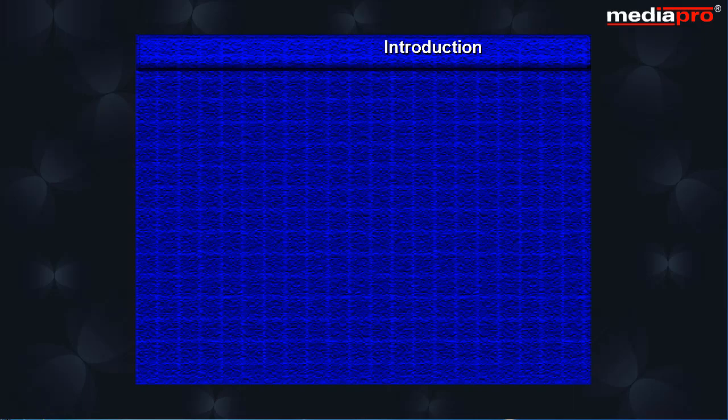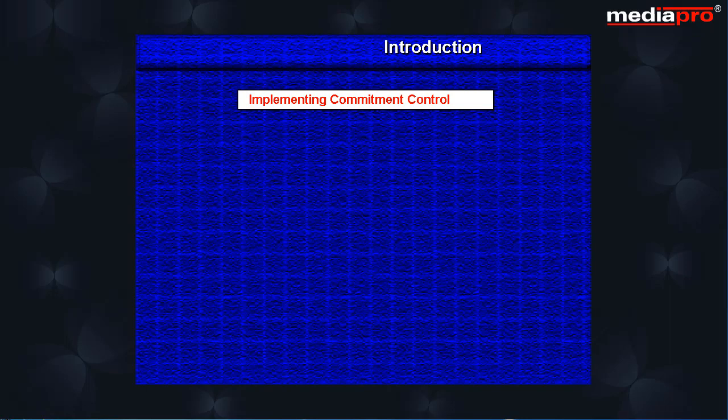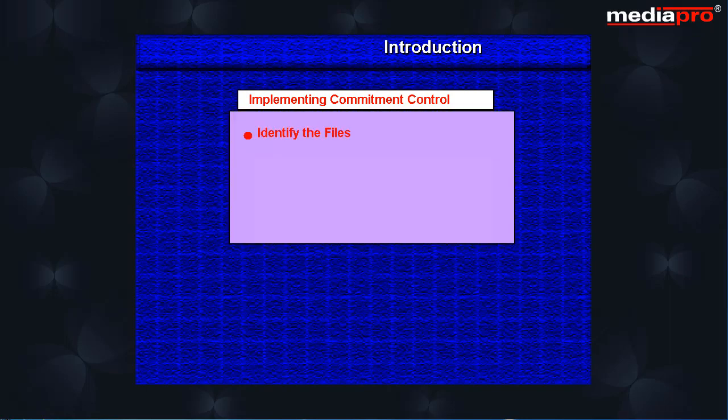In this chapter, we will see how to implement commitment control in RPG programs. To set up a commitment control environment, we need to perform the following steps. Identify the files that are involved in complex transactions. The programs must be modified. The files must be journaled. Begin commitment control before starting the application and end commitment control when it is no longer needed.